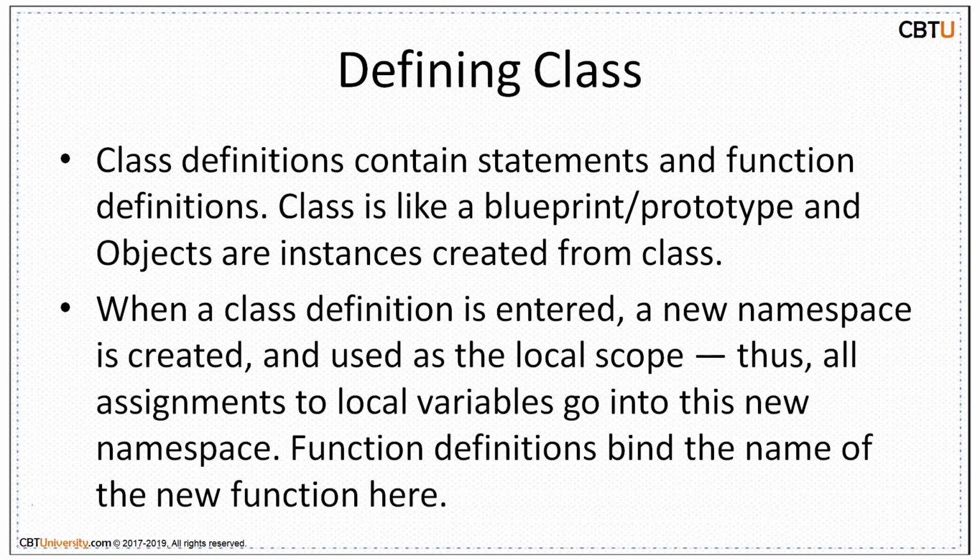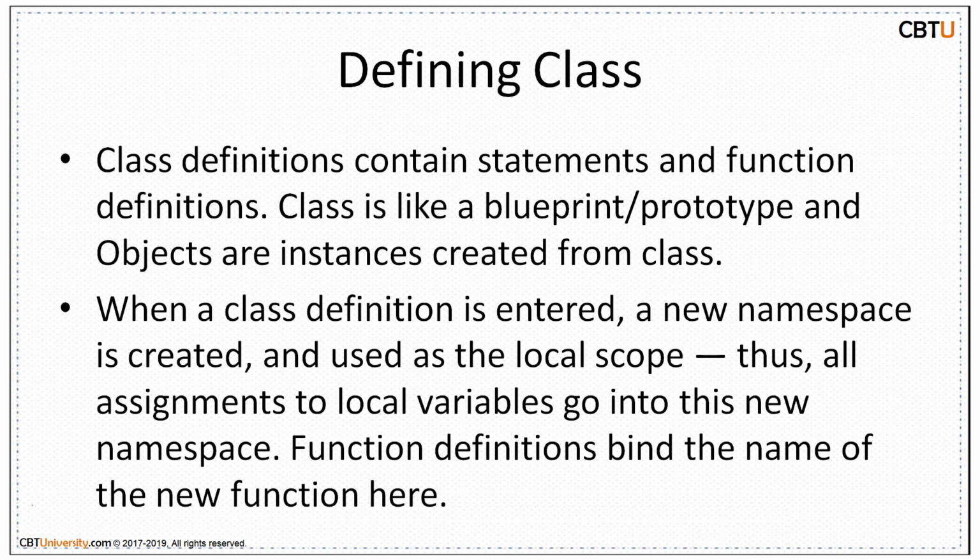Class definitions contain statements and function definitions. Class is like a blueprint, prototype, and objects are instances created from class. When a class definition is entered, a new namespace is created and used as the local scope. Thus, all assignments to local variables go into this new namespace. Function definitions bind the names of the new function here.